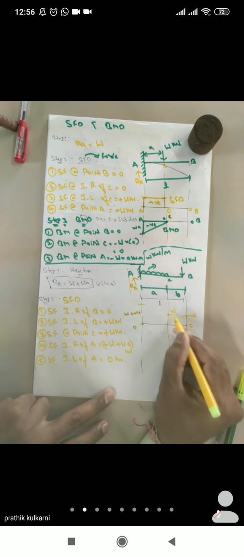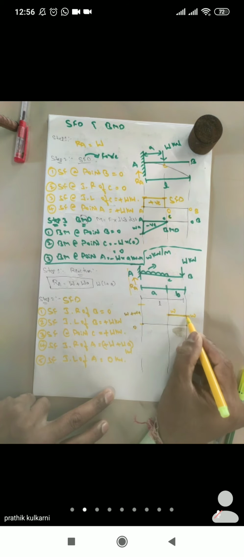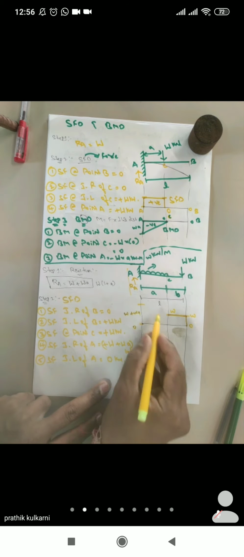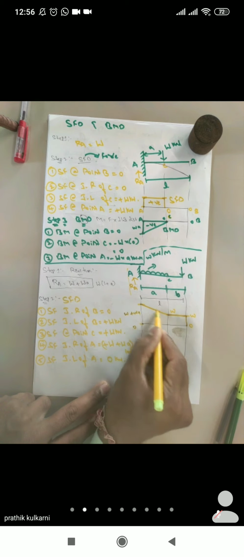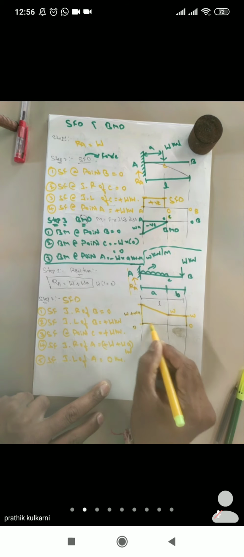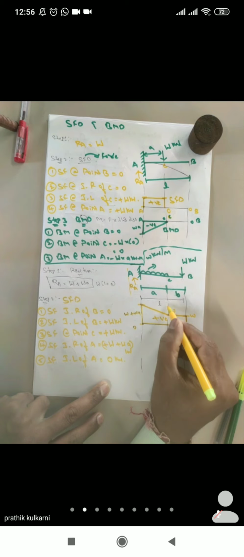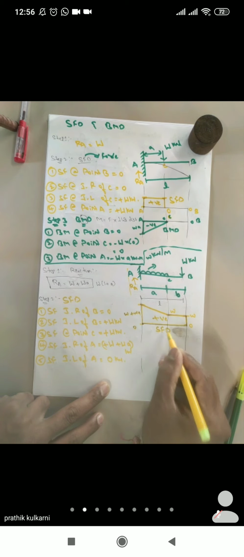Now at this point, how can you join? You have to join with a horizontal straight line. But whenever you come across a UDL, it should be an inclined straight line. And here again it is 0. So this is completely positive, and you can write it as the shear force diagram.